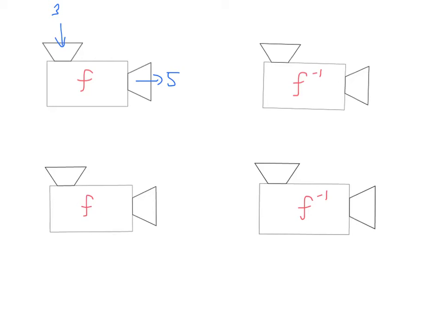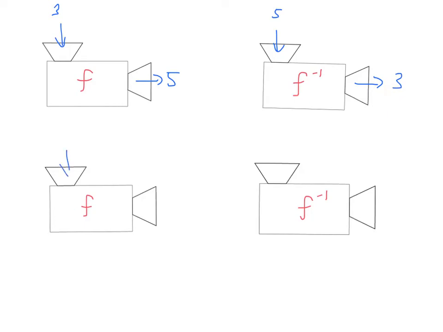The inverse function undoes this. Or what that means is, if I were to input 5 into the inverse function, well, the output would be 3. Right? Because if I inputted 3 into the original function, I get an output of 5. So to undo that, if I input 5 into the inverse function, I get an output of 3.